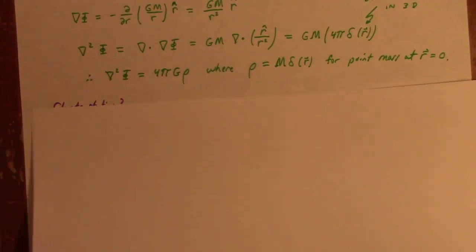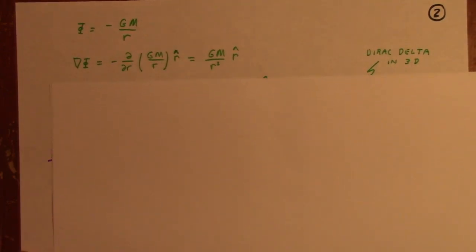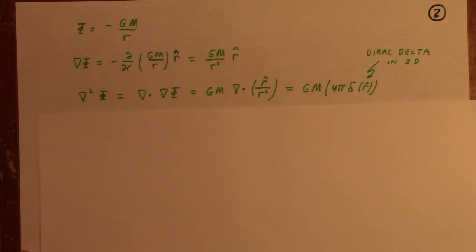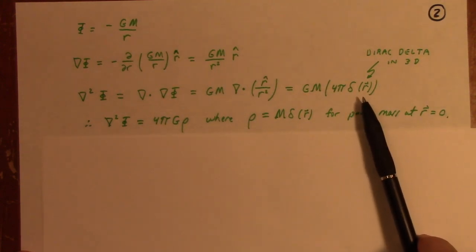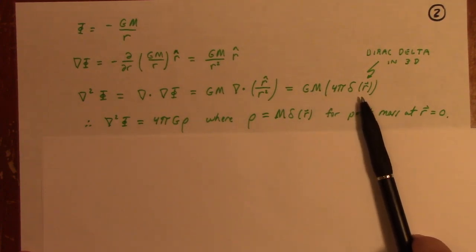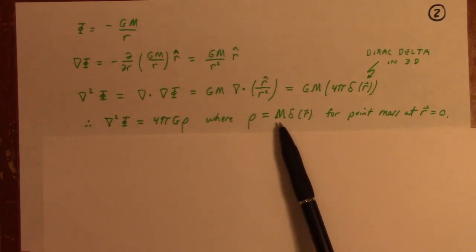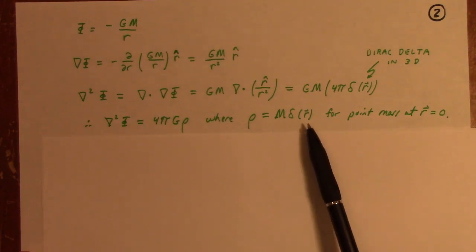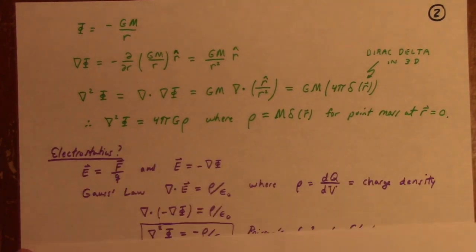Anyway, I think this is just a rehash of what I just did. Yeah, so we've got the potential minus GM over r. You calculate the gradient of that. Then the Laplacian of that works out to 4 pi GM Dirac delta in 3D. But another way to look at this is that if you think about a point mass at the origin, mass times the delta is the formula for the density. That says that there's a mass M at the origin and there's no mass anywhere else. So this is the density formula for a point mass, and that is the equation that we have here.